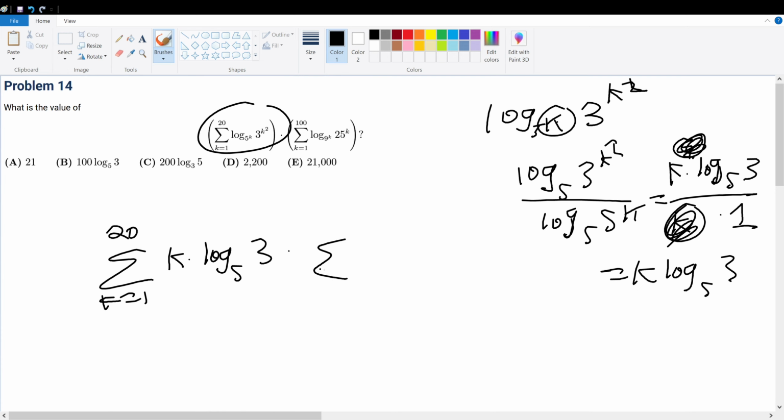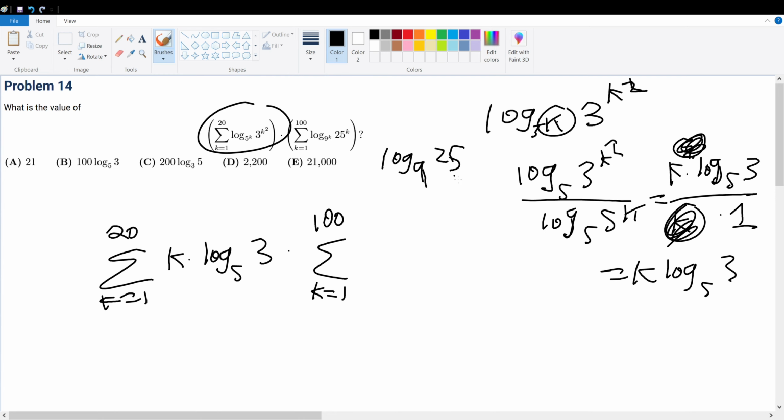Now let's consider the second one. The second one simply concerns the same idea, except with different numbers as the base. So log base 9 to the k and 25 to the k, we can eliminate one k by similar logic of changing base to get log base 9 of 25.